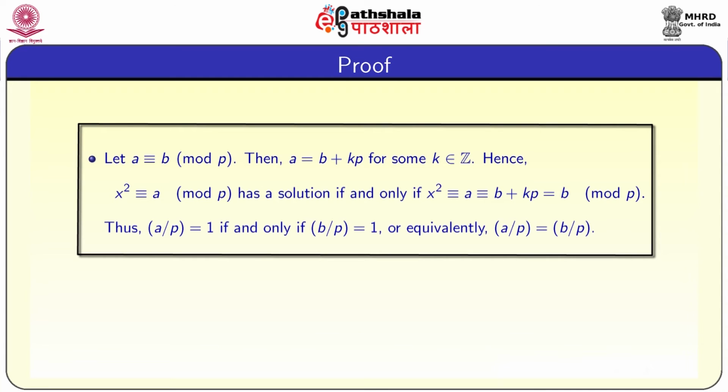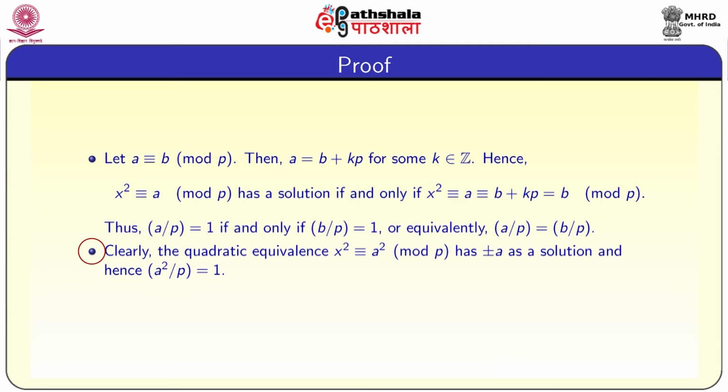First, let us assume that a is congruent to b mod p, or equivalently a is equal to b plus kp for some k belonging to Z. Hence, x² ≡ a mod p has a solution if and only if x² is congruent to a, which is equal to a plus kp, which is congruent to b modulo p. Thus, (a/p) is equal to 1, that is a is a quadratic residue modulo p, if and only if (b/p) is equal to 1, b is a quadratic residue modulo p, or equivalently (a/p) equals (b/p).